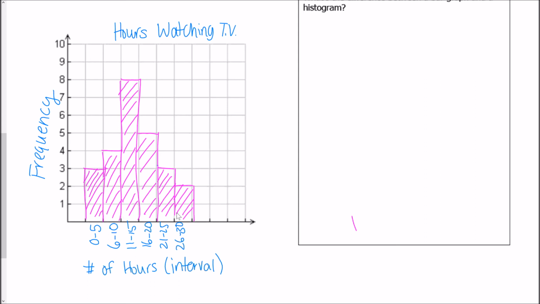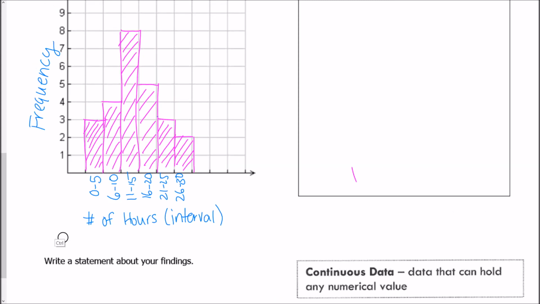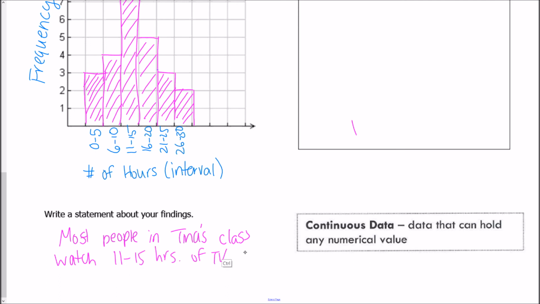Okay, so the last thing it tells us to do on the left side right here is to write a statement about your findings. And we're going to say that most people in Tina's class watch 11 to 15 hours of TV per week. All right, so now we need to talk about what we have written on the right side over here.